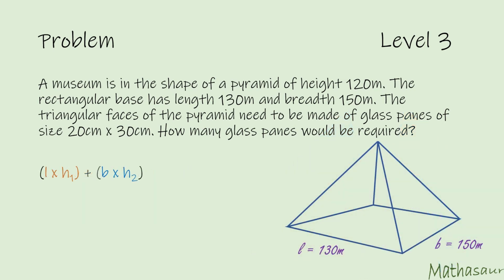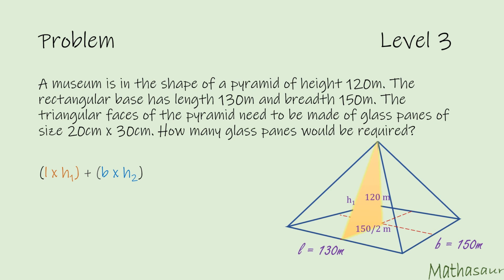Alright, let us draw the pyramid a little differently. Now we shall do some construction to figure out the heights of these 2 triangles. Let us draw a line which is parallel to length and another line which is parallel to B. Now let us look at this triangle which has hypotenuse as H1. Now one of the shorter sides is the height of the pyramid or 120 meters.